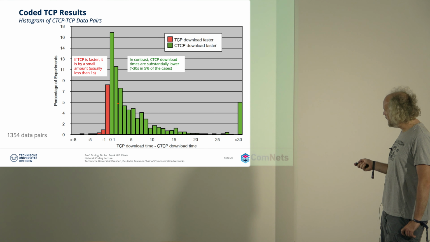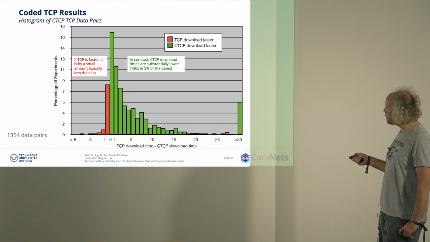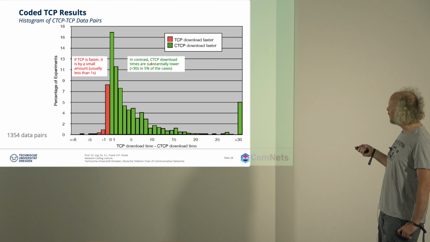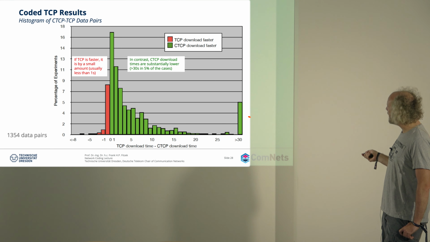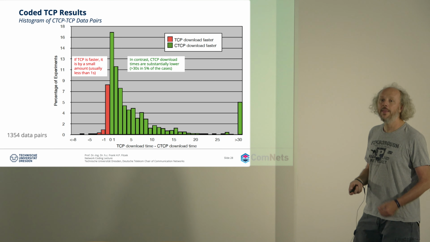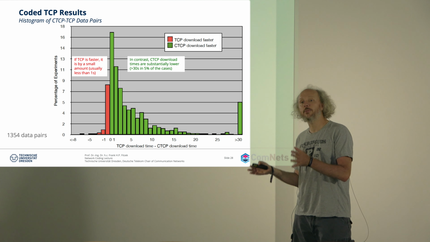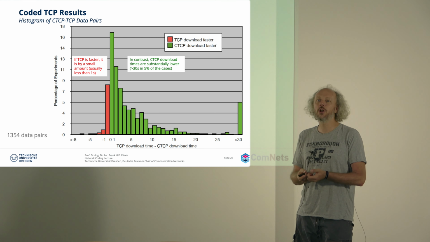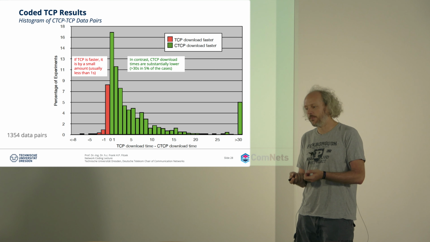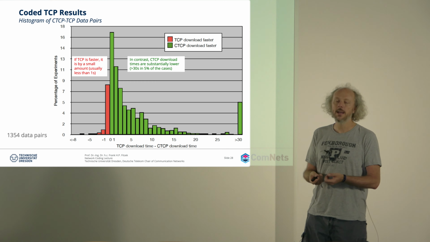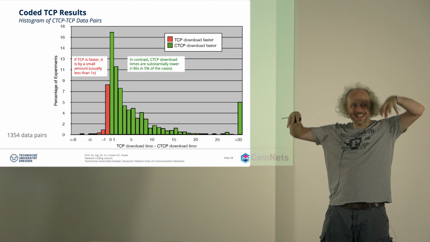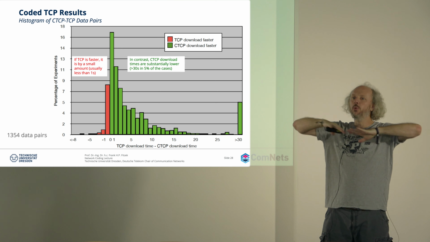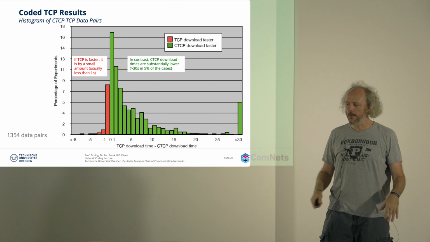But what you see here, if TCP is faster, it is by a small amount, usually less than 1 second, right? In contrast, TCP download times are substantially higher, here over 30 seconds in 5% of the cases. And these were cases that were dramatically bad for the user experience. If you wait over 30 seconds to download something on your Kindle, that is what they didn't want to have, okay? But this is now end-to-end. We are on the Kindle and we are on the cloud server. In between, we are not doing anything, okay?